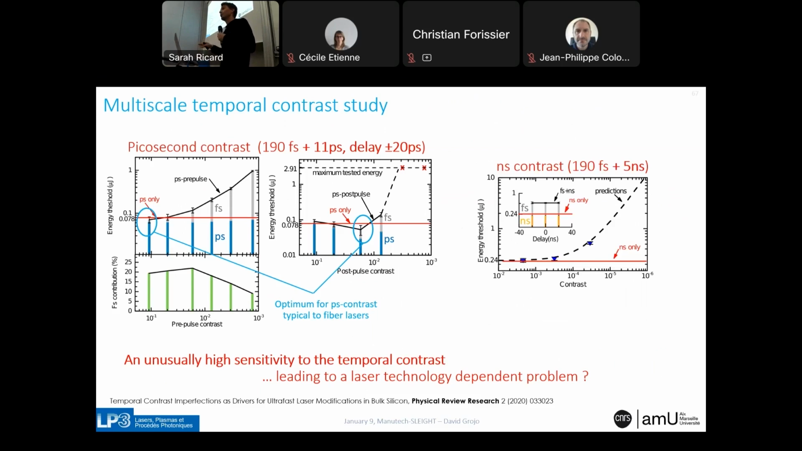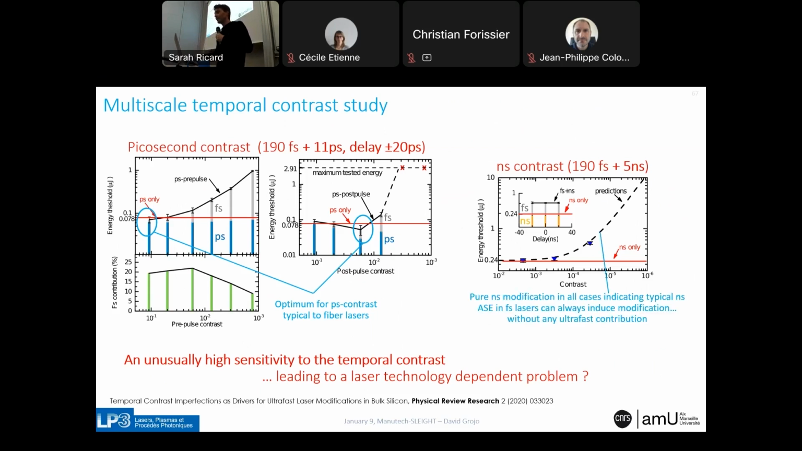So this experiment was a demonstration that some studies were reporting modification inside silicon with femtosecond laser pulses, but in practice, these experiments had nothing to do with the femtosecond pulses. Everything was coming from the background of the laser technologies.